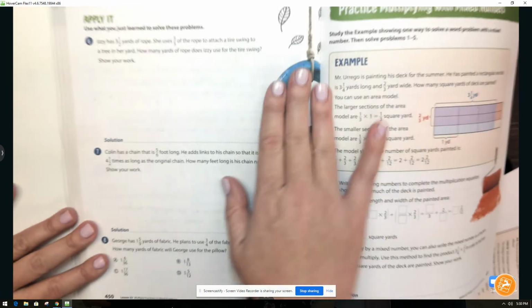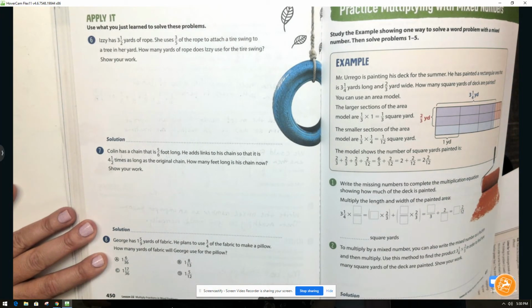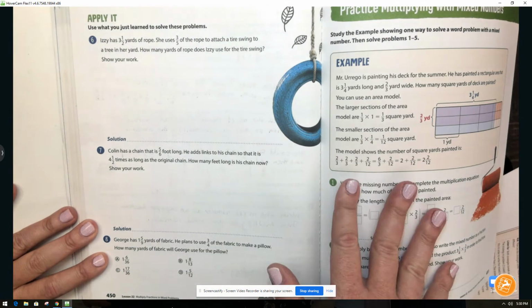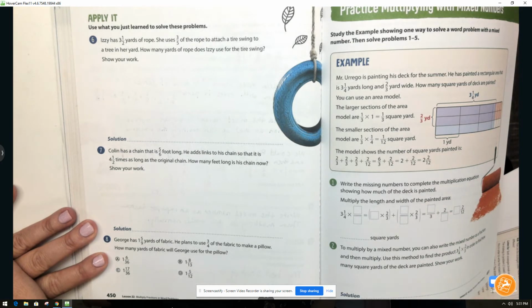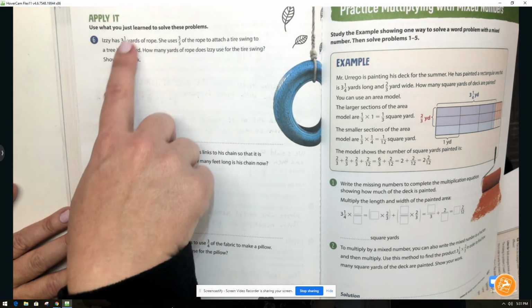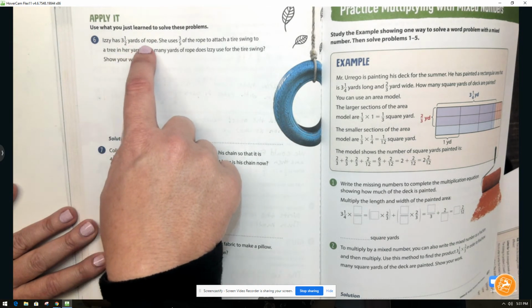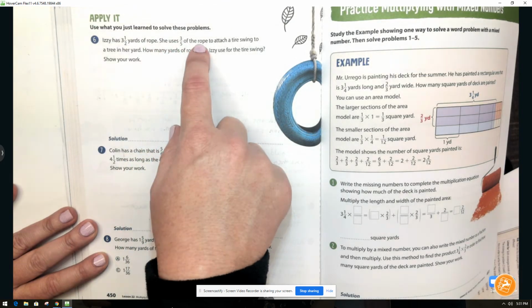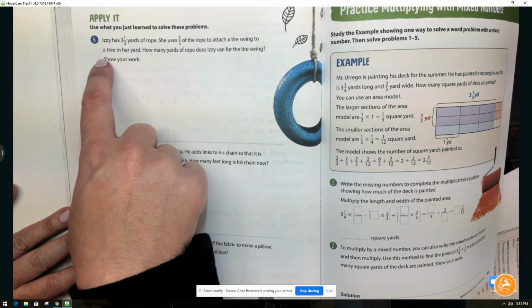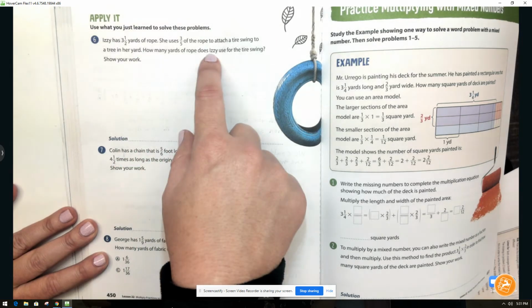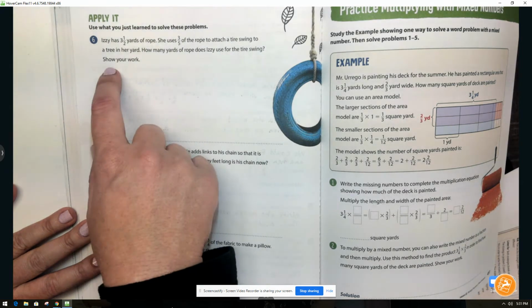All right, we're going to do number 6 and 7 together, and then I'll have you do number 8 on your own, and then move on to the green pages. So this number 6 says, Izzy has 3.5 yards of rope. She uses 3/5 of the rope to attach a tire swing to a tree in her yard. How many yards of rope does Izzy use for the tire swing?